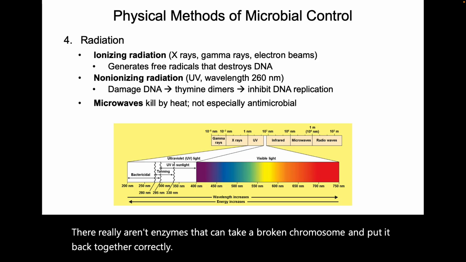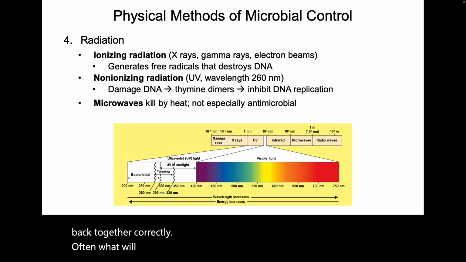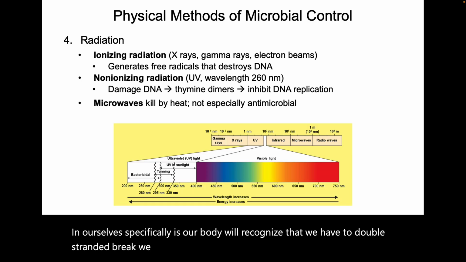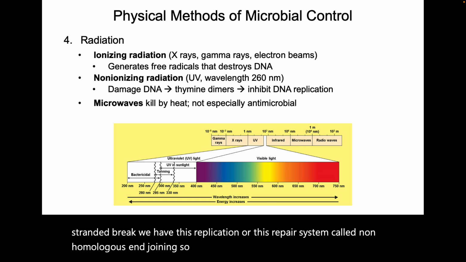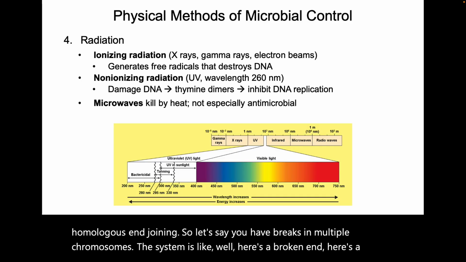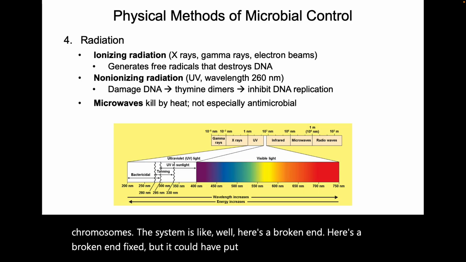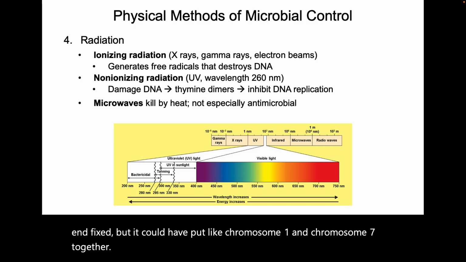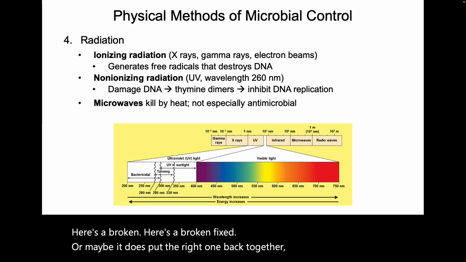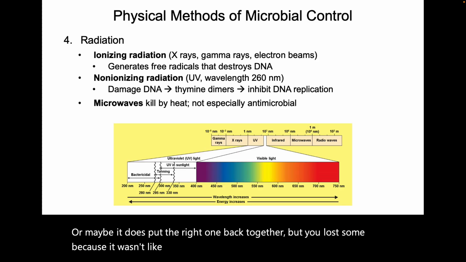Often what will happen in our cells specifically is our body will recognize that we have the double-stranded break. We have this repair system called non-homologous end joining. So let's say you have breaks in multiple chromosomes. The system is like, well, here's a broken end, fixed. But it could have put chromosome 1 and chromosome 7 together. Here's a broken end, fixed. Or maybe it does put the right one back together, but you lost some because it wasn't an even break, so it'll chew it up so it can put it back together.